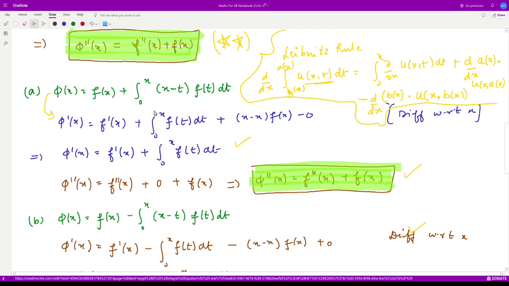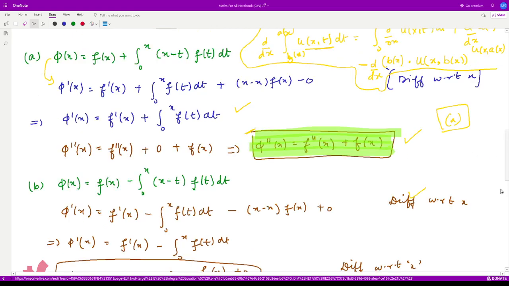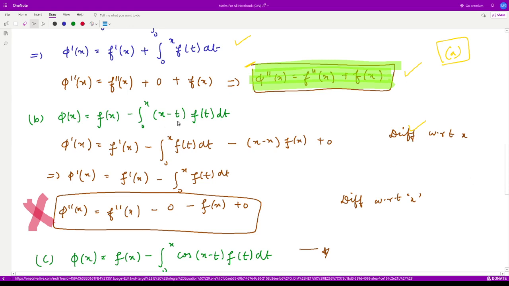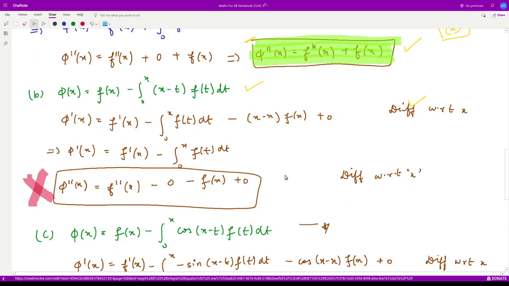So clearly you can see that this term matches with this term, right? So option A is the correct option as of now. Because this is a single correct option, we can stop here, but for the sake of completeness, let's check all other options also. So the other option is this. When we differentiate it twice, we obtain this, which is not equal to the one that we obtained earlier. Similar is the case with part C and part D.